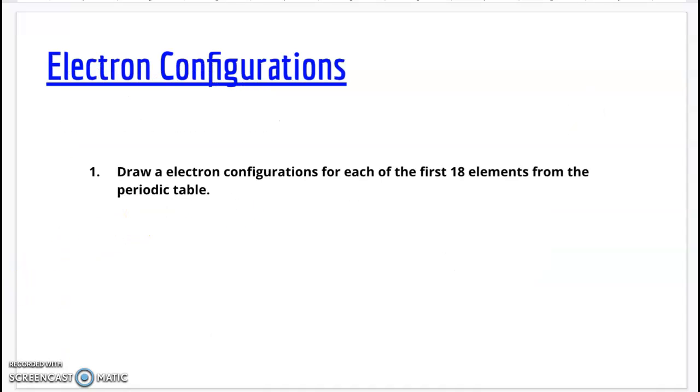Try a few more for me. Draw the electron configuration for the first 18 elements. You may want to just do a few, but if you're really feeling up for a challenge, go for it. Pause the video. Why on earth would I get you to write them all out? Is it because I'm just a pain and I'm evil?